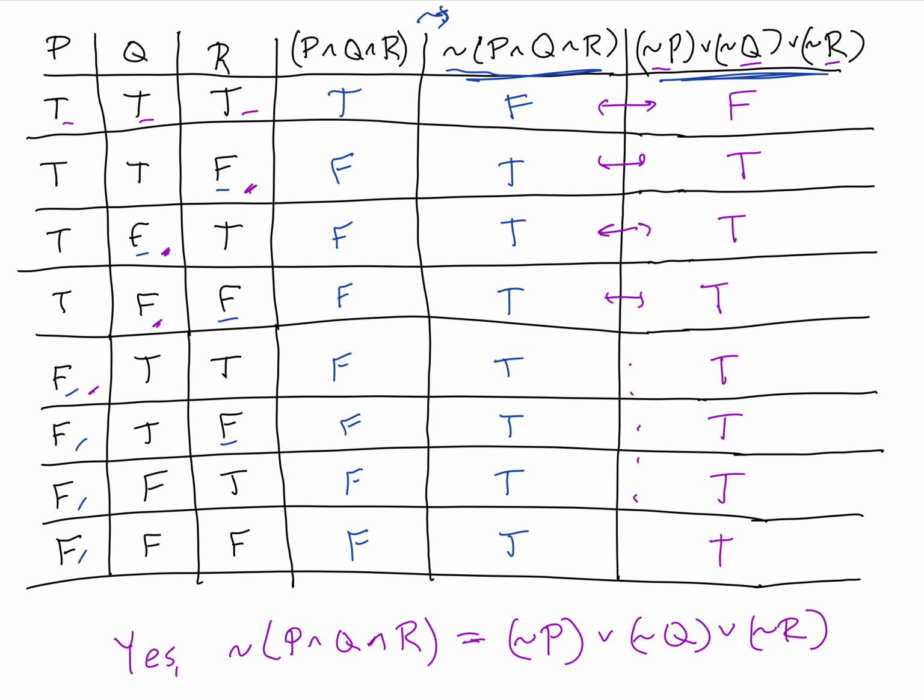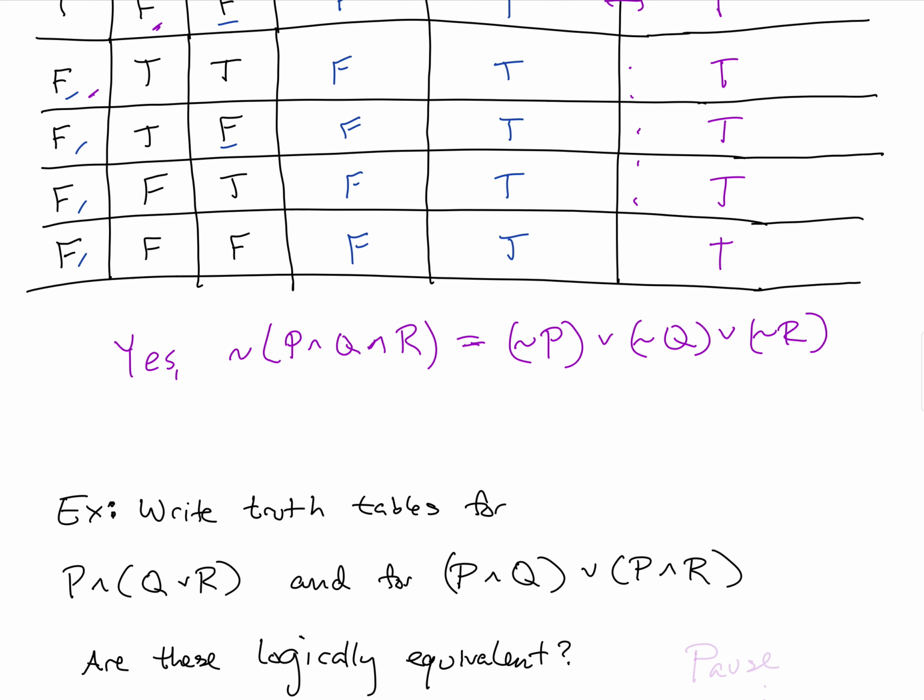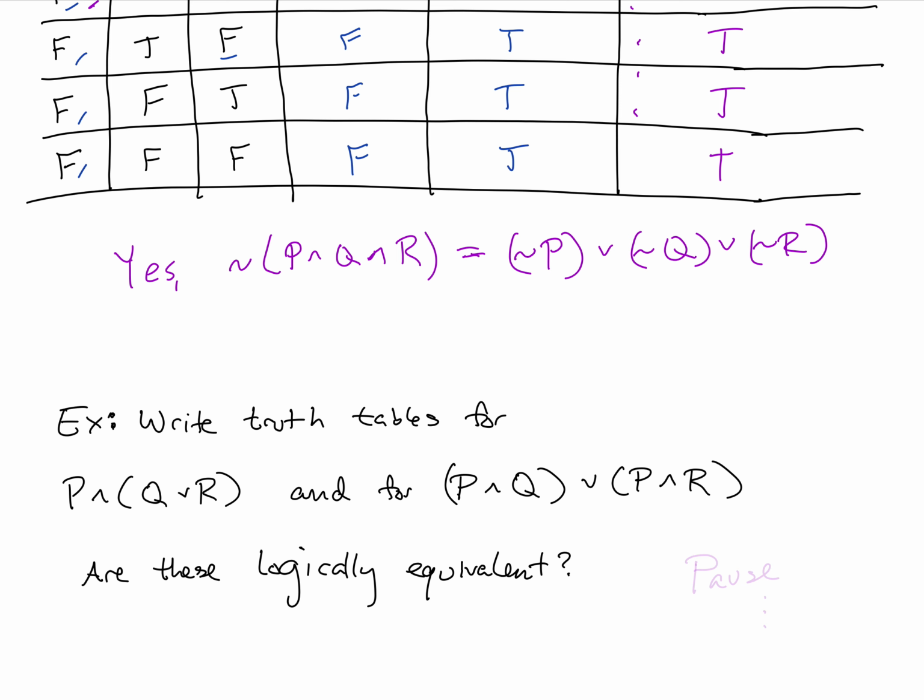Great. So here is one last one to try. Write the truth tables for P and (Q or R), as well as for (P and Q) or (P and R). And then check to see if they are logically equivalent. So pause, try that one out.